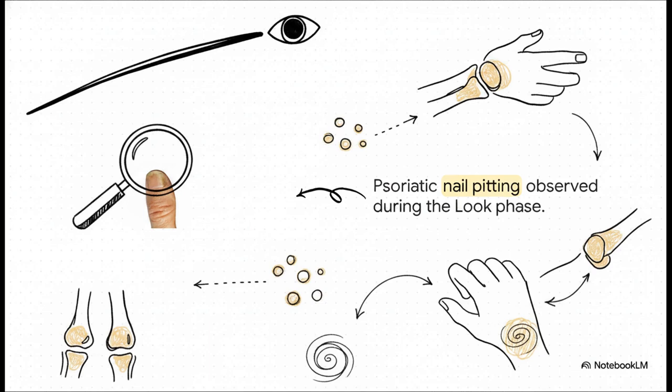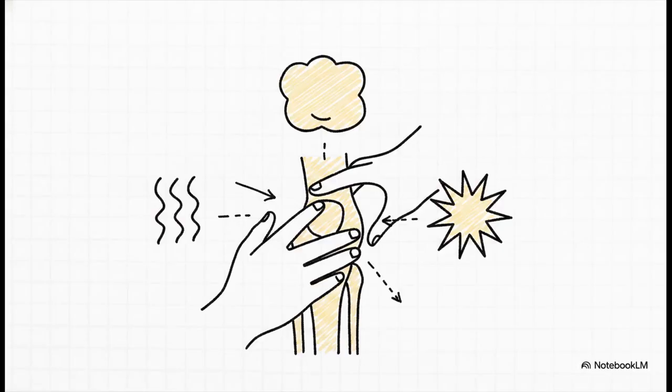For example, during the look phase, when you're examining the hands, you might notice tiny clues like nail pitting. That instantly points you towards psoriatic arthritis. Little visual indicators like that can completely give away the diagnosis before you have even touched a single joint. Then, we move to the feel stage. Here, your hands are the ultimate diagnostic tools, and you are hunting for the synovitis triad: warmth, swelling, and tenderness. If you find those 3 cardinal signs, you've confirmed active joint inflammation, which immediately guides your treatment plan.